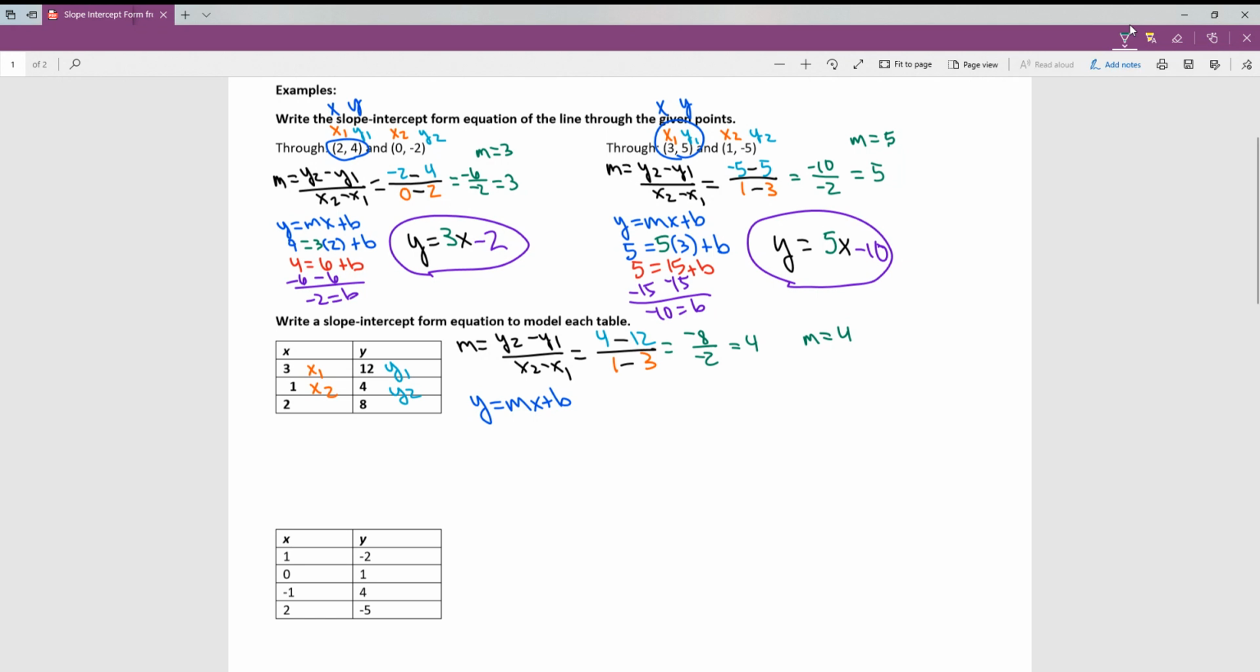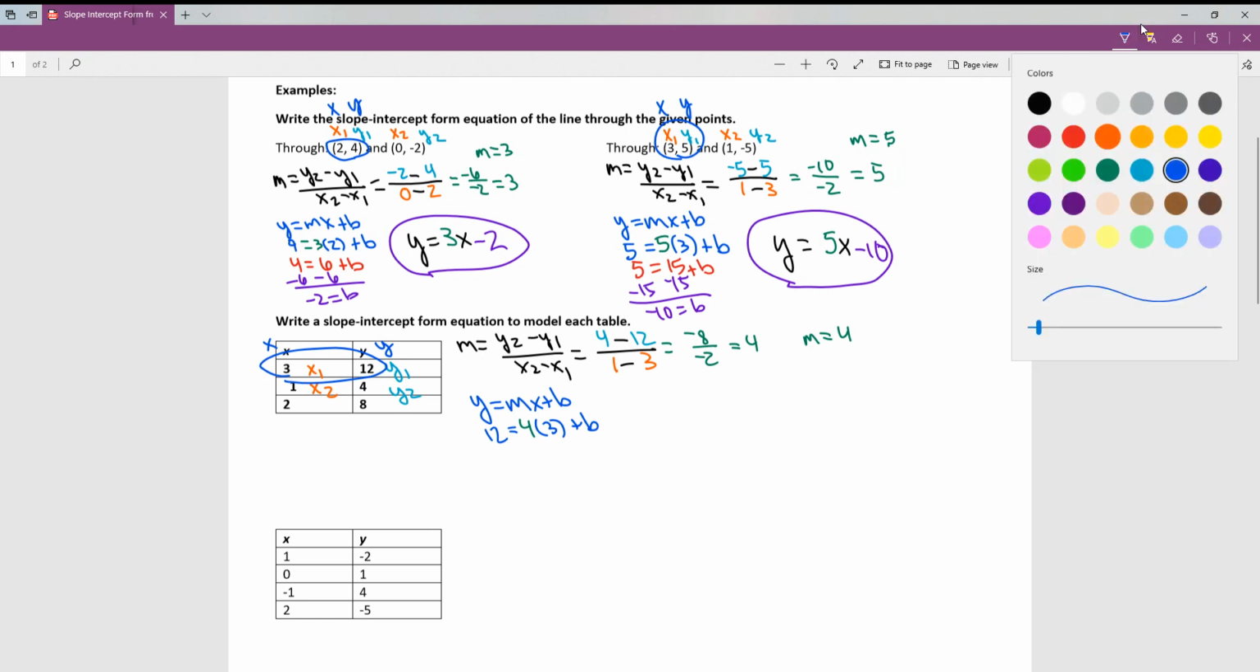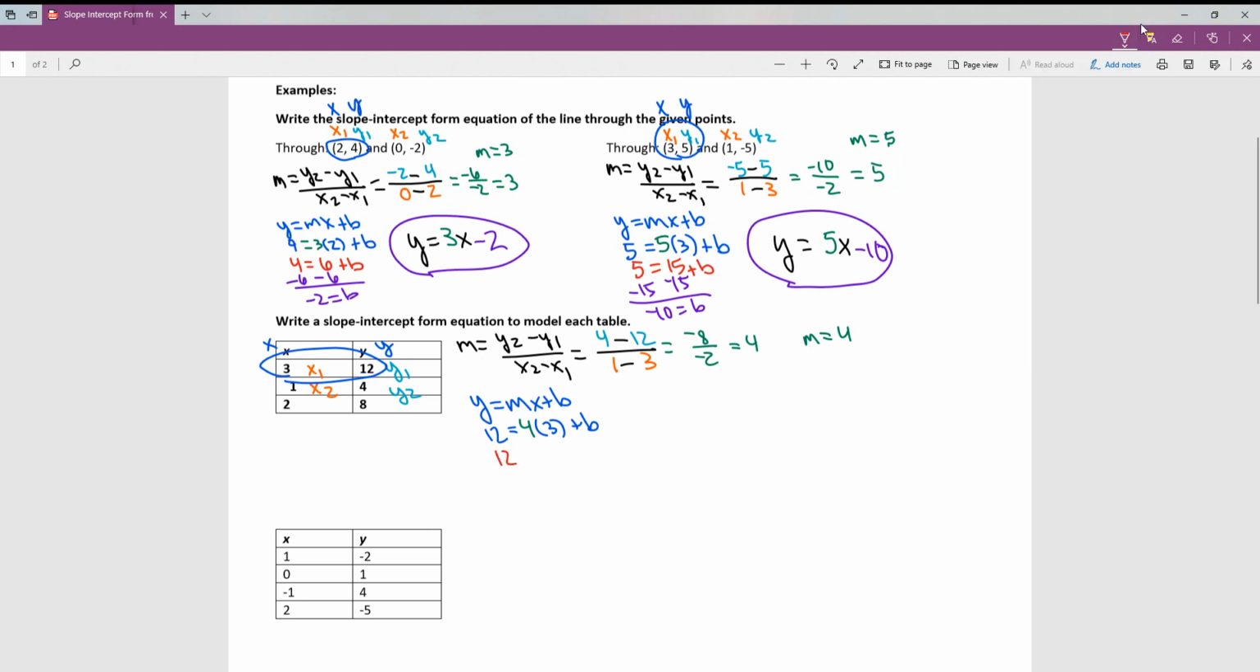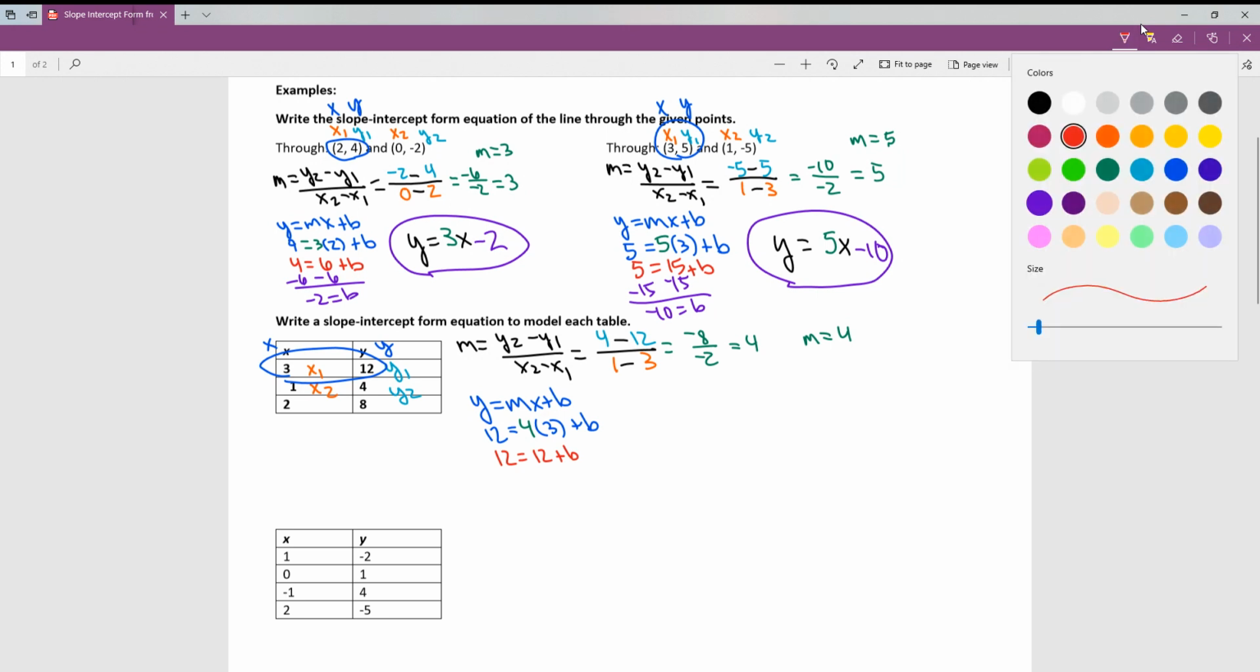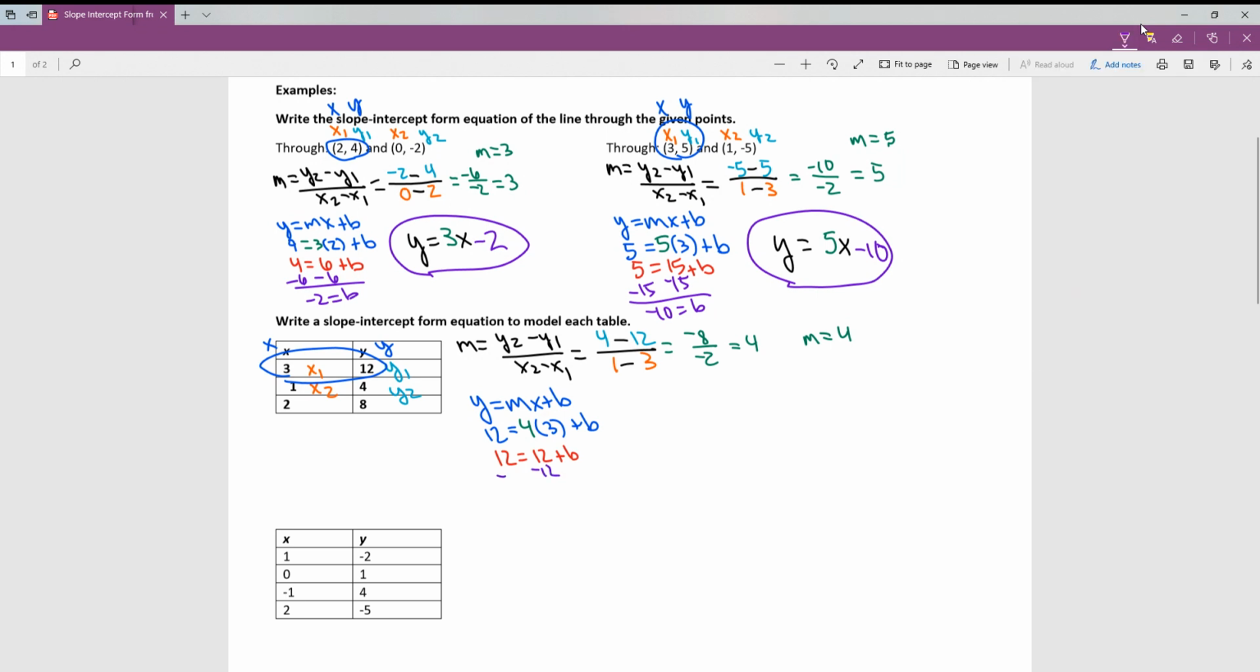We're going to use that m we just found, which is 4. We need to pick an x and y. Let's just go with the first point we see here, which is 3, 12, which means x is 3 and y is 12. Since y is 12, that goes in the y spot. X is 3, so that goes in the x spot. Simplify what you can. 4 times 3 is 12. Solving this equation, I need to subtract 12 from both sides to get b by itself. And I get that b equals 0, which is perfectly fine.